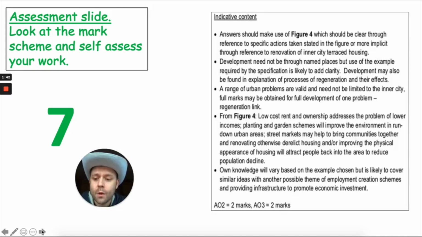Okay, so we're nearly at the end of the masterclass now. Hopefully you did all right on that question, and if not, you can use the mark scheme to improve your answers. If you need to pause, you can, but if not, we're going to move on.